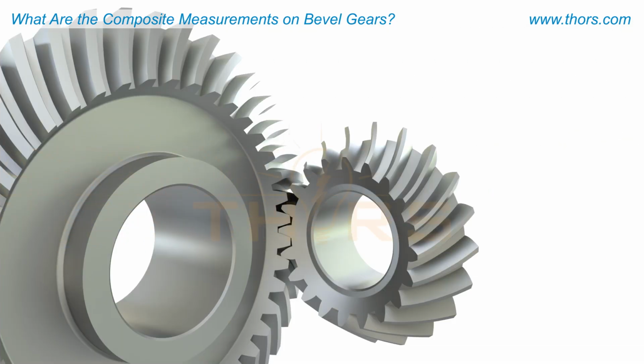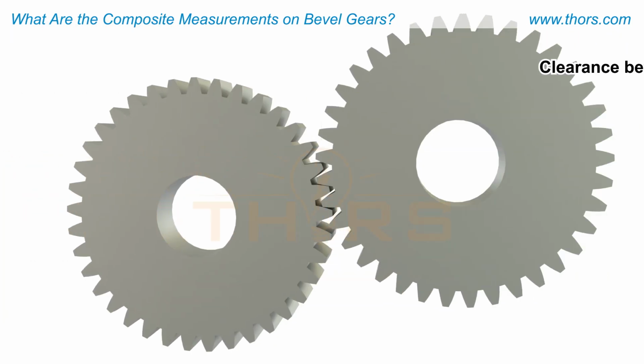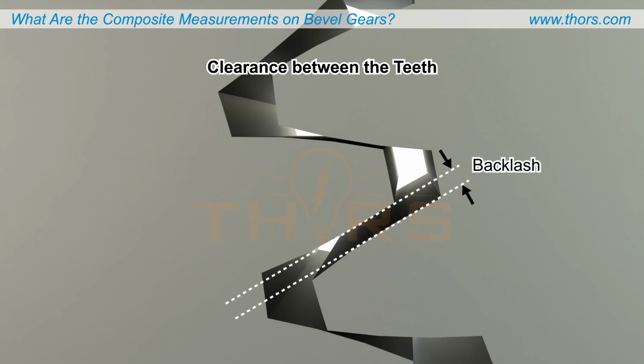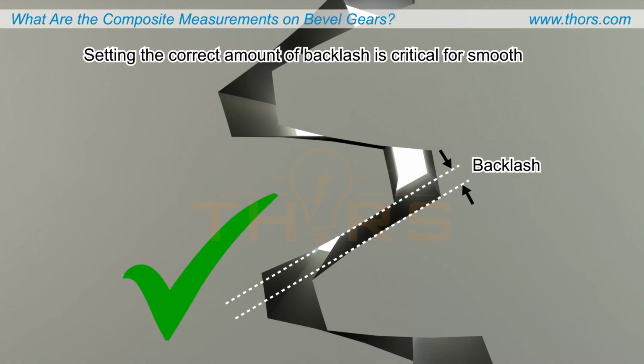To accurately assess these functional behaviors, it is essential to understand backlash, as it plays a critical role in composite measurements. Backlash is the clearance between the teeth when a pair of gears are meshed, providing a small gap that lets the teeth move slightly without binding or interference.